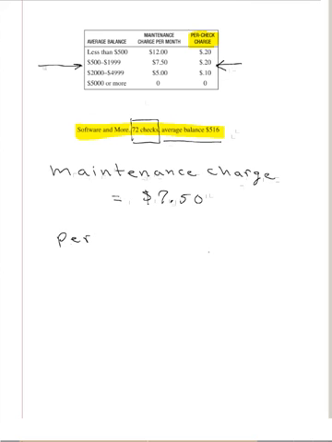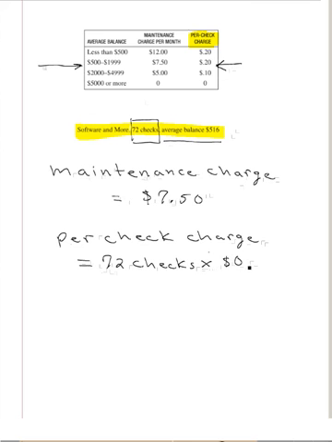So we need to compute the per check charge. And we may do that merely by taking the number of checks written, which is 72, times the per check charge of 20 cents per check. And then if we work out the arithmetic of 72 times 0.2, we get $14.40.